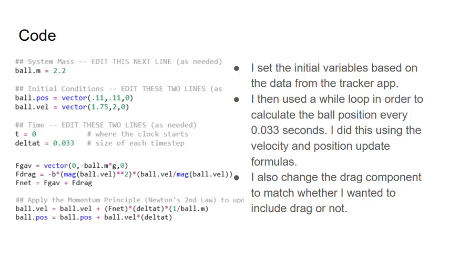I also set the delta t to the time between frames, and then I created equations for the gravity, the drag, and the net force. I then used the velocity and position update formulas to move the ball. I also created a drag component to match whether I wanted the drag or not. So when I wanted the drag, I would include it, and when I did not want the drag, I would set that component to 0.